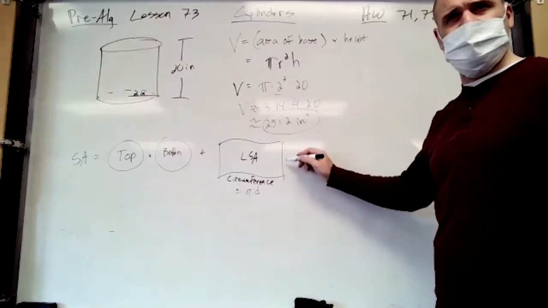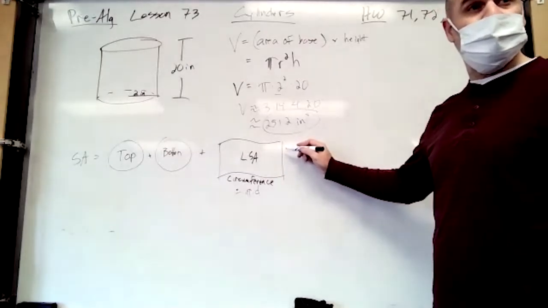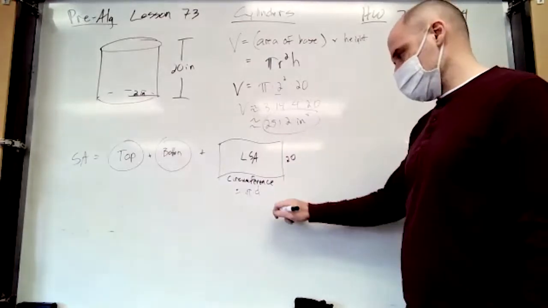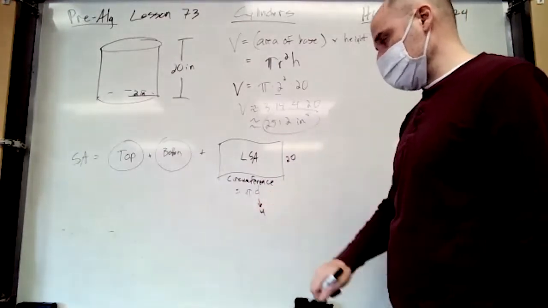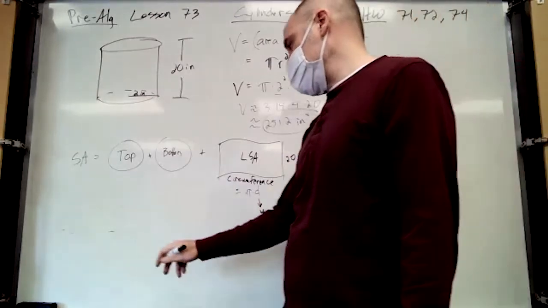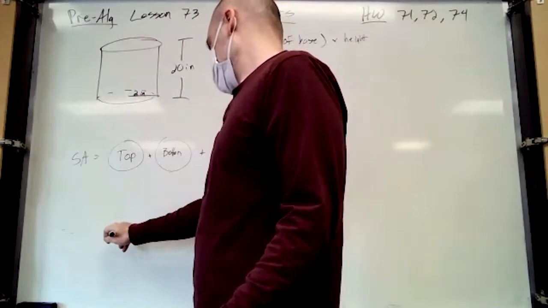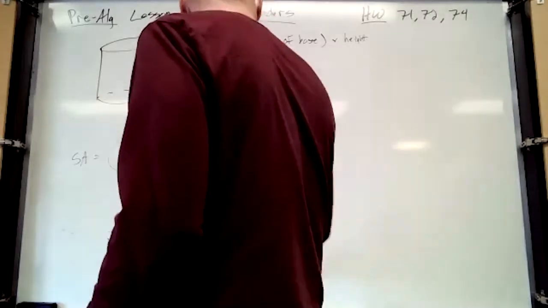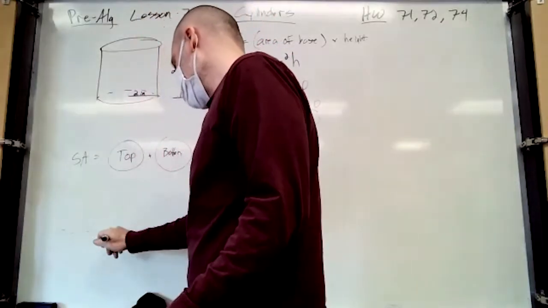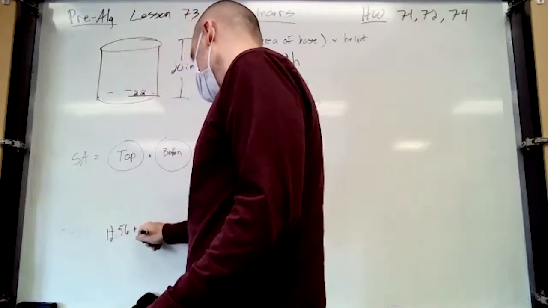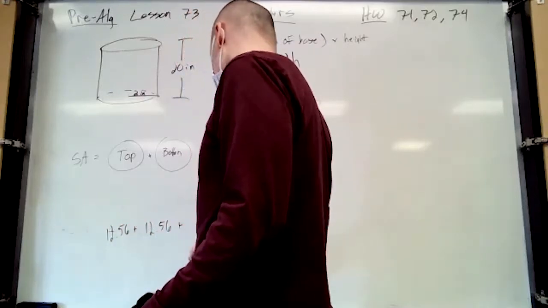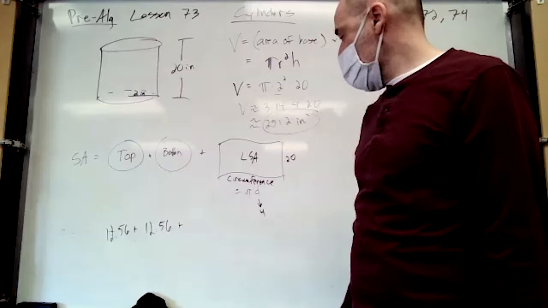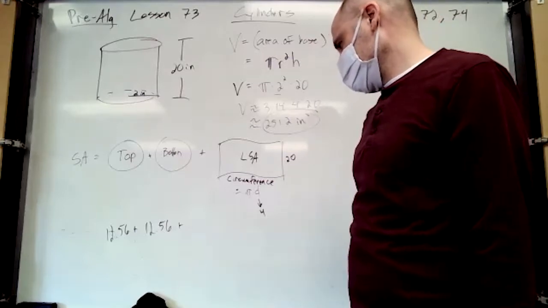No, what's this dimension here, guys? It's just the height, which is 20. Okay, so the diameter is 4, right? So what's the SAL going to be? We already did this. It was 4 times 12.56 plus 12.56 plus the lateral surface area.